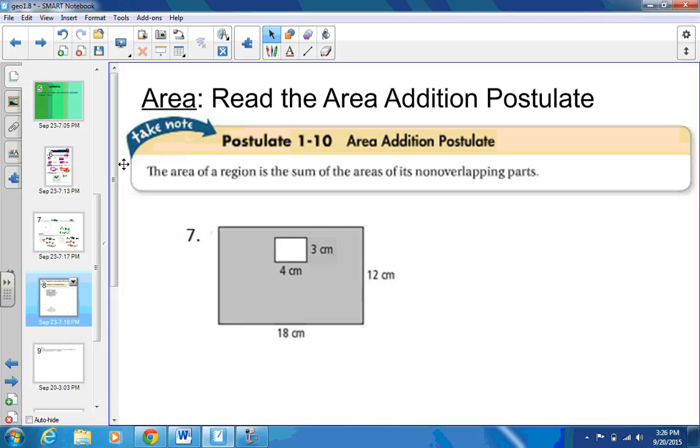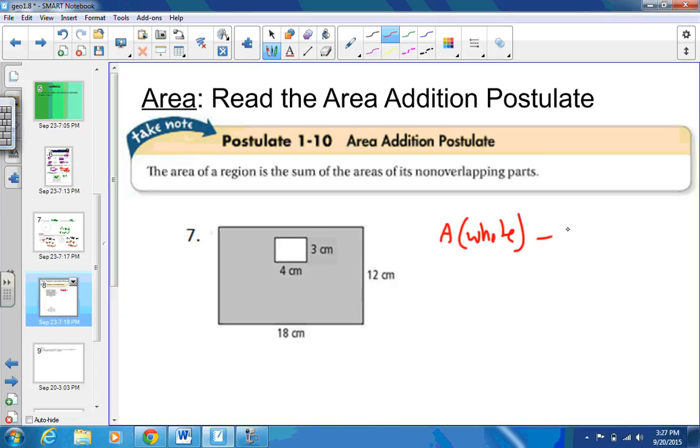Okay, so if you look here, number 7 is not so much using the area addition postulate as much as, well, it kind of is backwards though. We're not counting that middle part. So you can probably guess, to find the area of this one, we want to find the area of the whole thing, and subtract the area of the inner rectangle.